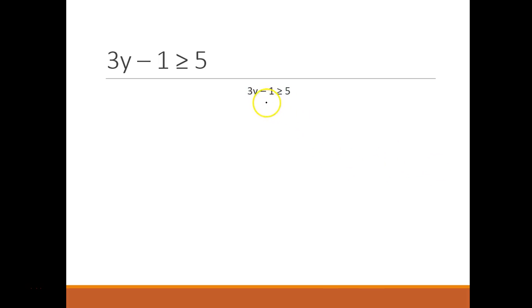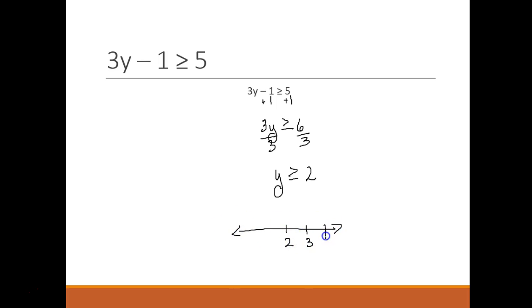3y minus 1. Well, now I'll need to add 1 first and get 3y greater than or equal to 6. Now I could divide, and I get y is greater than or equal to 2. I'll put the 2 towards the center, go a few up and a few down. Doesn't have to be many. This is a closed dot because I have that line underneath. And is 1 greater than 2 or is 3 greater than 2?